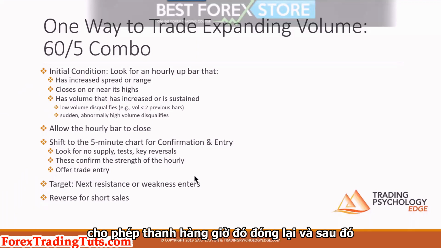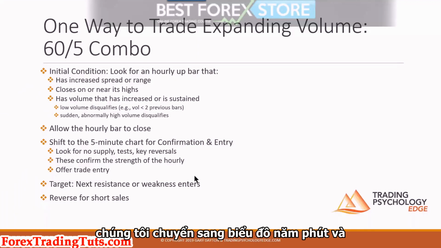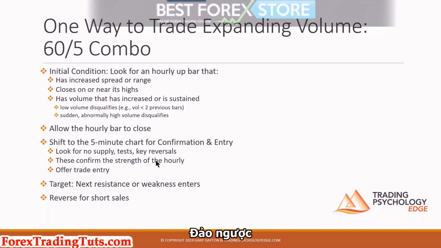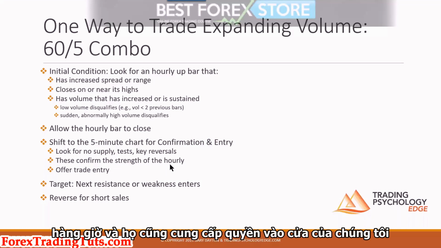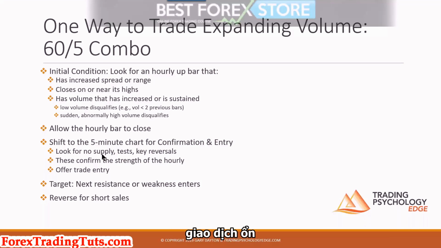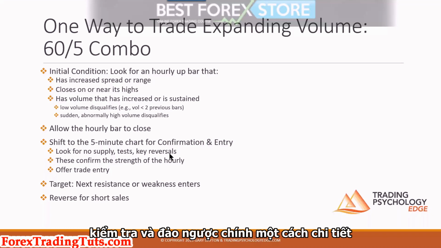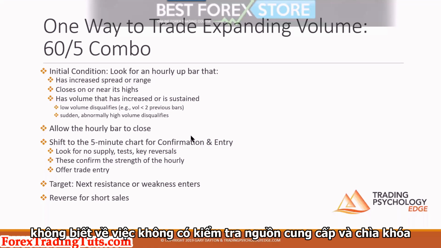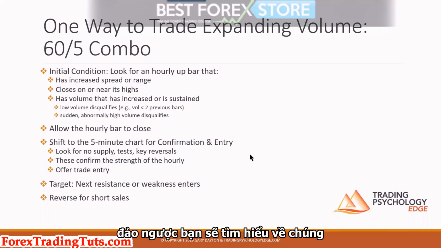So we allow that hourly bar to close, and then we shift to the 5-minute chart. And we're looking for two things, confirmation and entry. We're looking for no supply, tests, key reversals. These all confirm the strength of the hourly, and they also offer entry to our trade. I'm going to talk about no supply and tests and key reversals in detail. This is more giving you the overview of a trade setup, and if you don't know about no supply tests and key reversals, you'll learn about them in the course of this webinar.